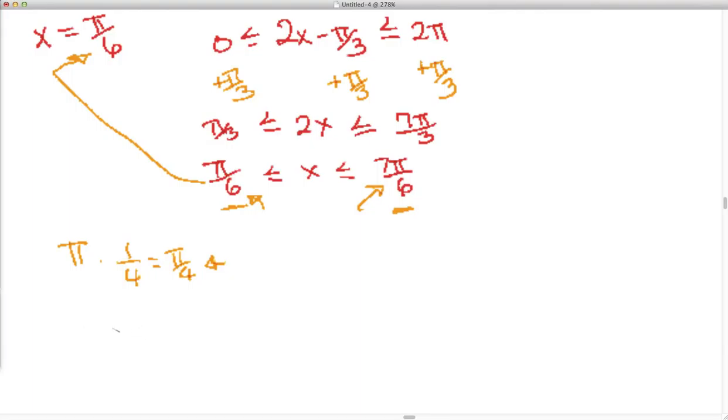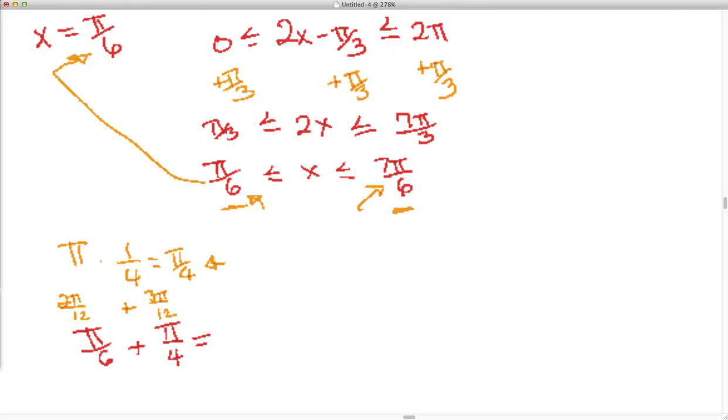Let's do pi over 6 plus pi over 4. The common denominator could be 12. You can go off to the side and check on your own, but multiply the bottom by 2, so the top by 2, and it becomes 2 pi over 12. And then for this one, multiply the bottom by 3, so the top by 3, and it gives you 3 pi over 12. And when you add those two, you're going to get 5 pi over 12.